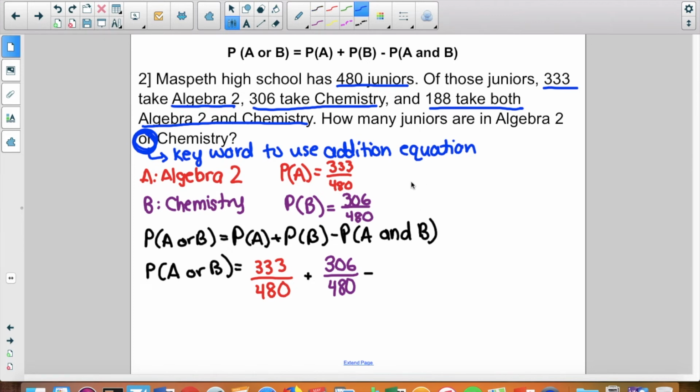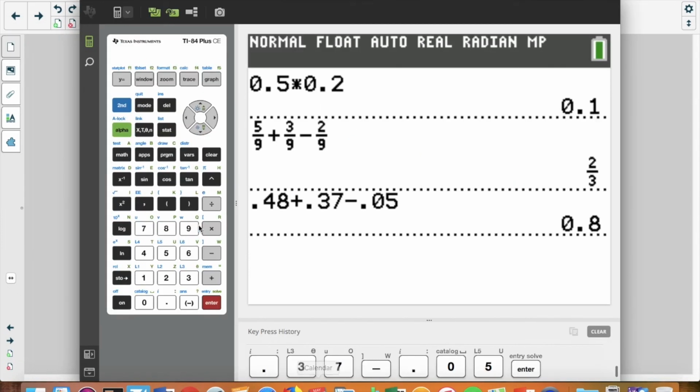So the probability of A and B, that's both Algebra 2 and chemistry. So 188 of all the 480 juniors take both of those classes. So this is 188 over 480. So let's type this right into our calculator.